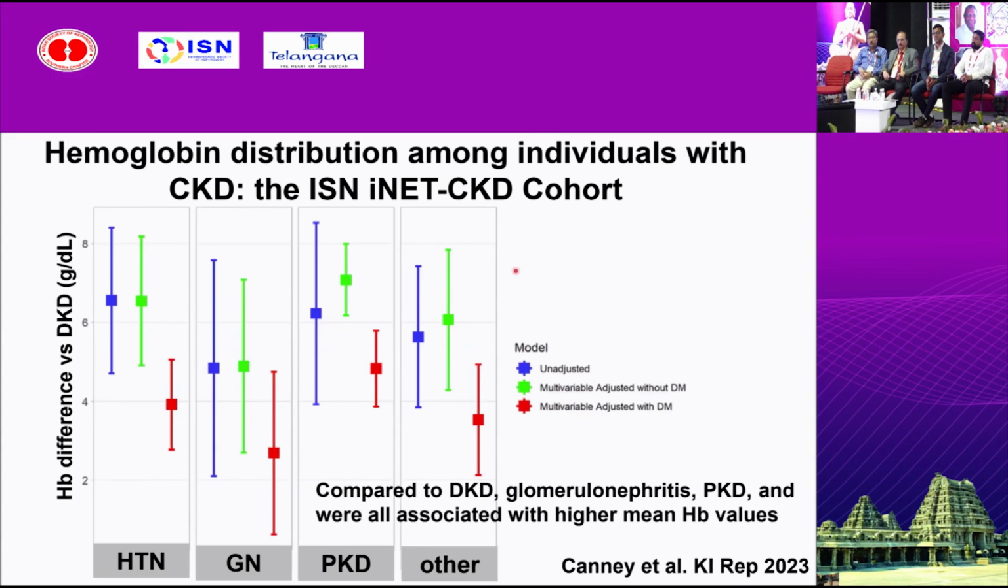This is also the hemoglobin distribution among individuals with CKD in the ISN iNET CKD cohort. Patients with diabetic kidney disease showed more severe anemia compared with patients with CKD due to other entities such as glomerulonephritis and polycystic kidney disease.